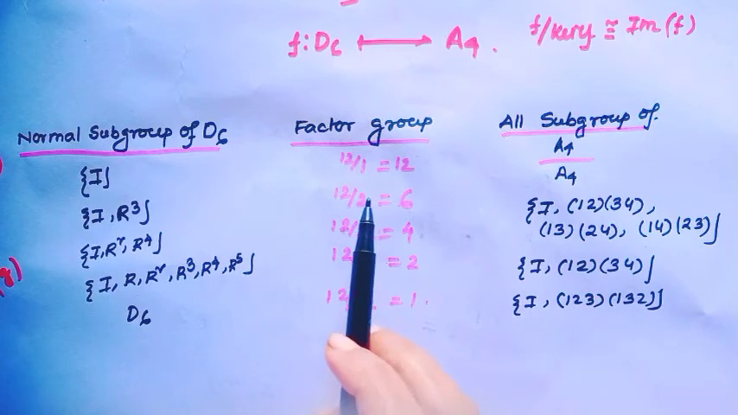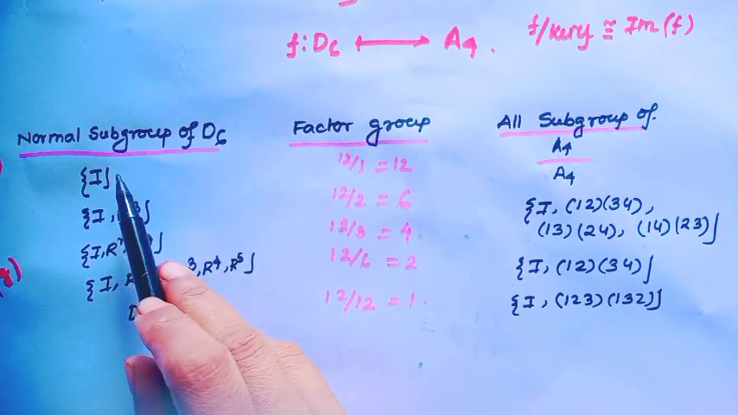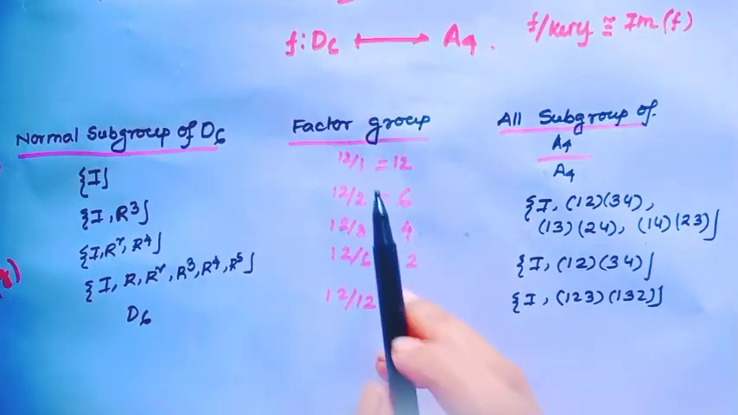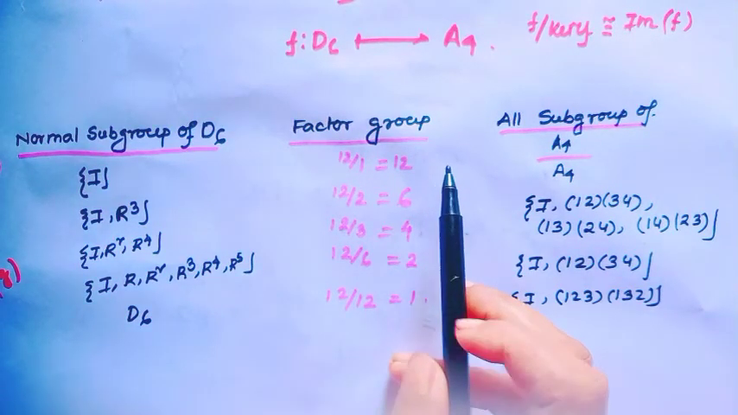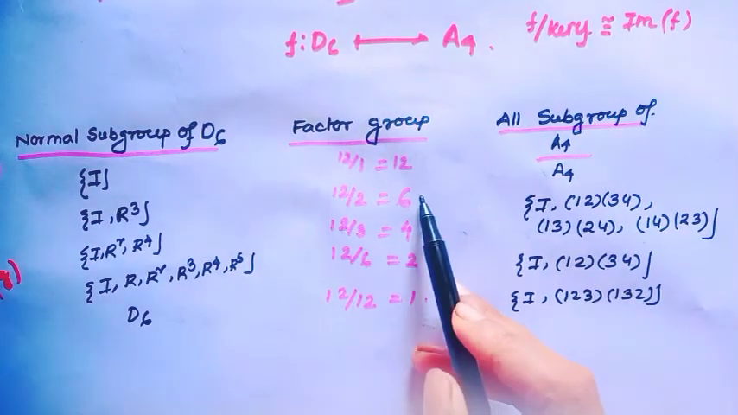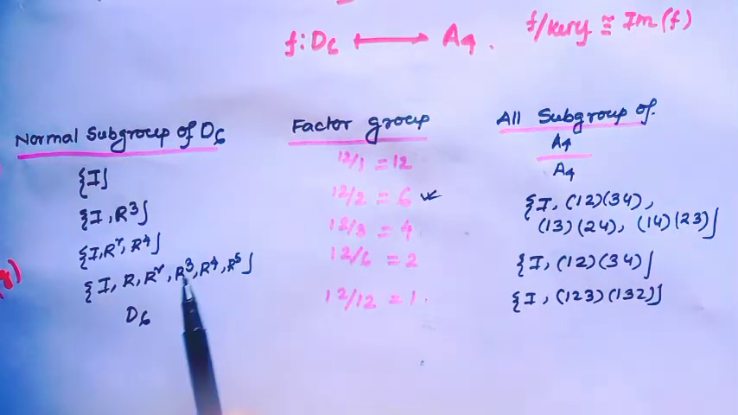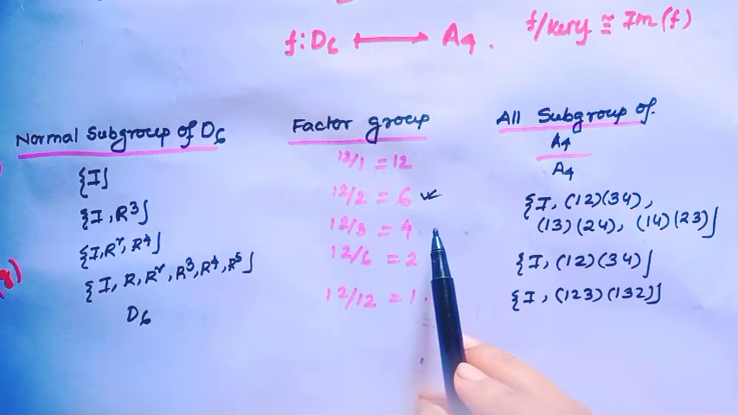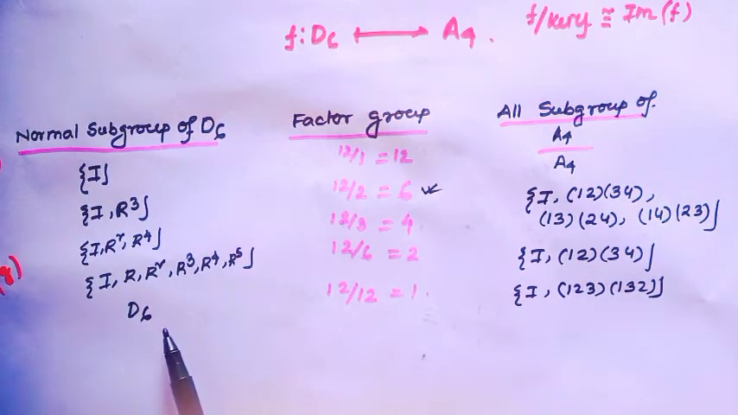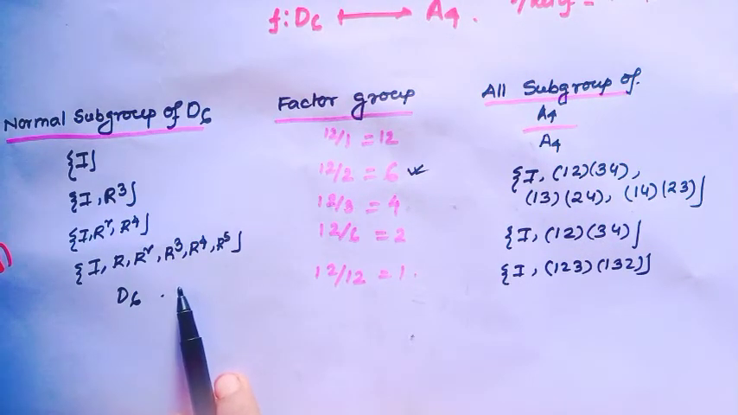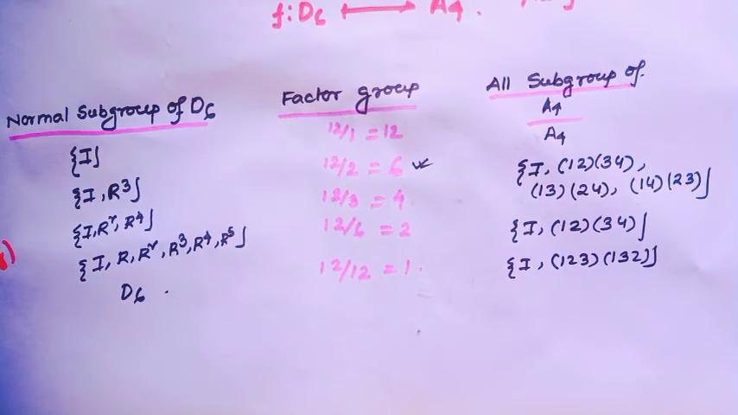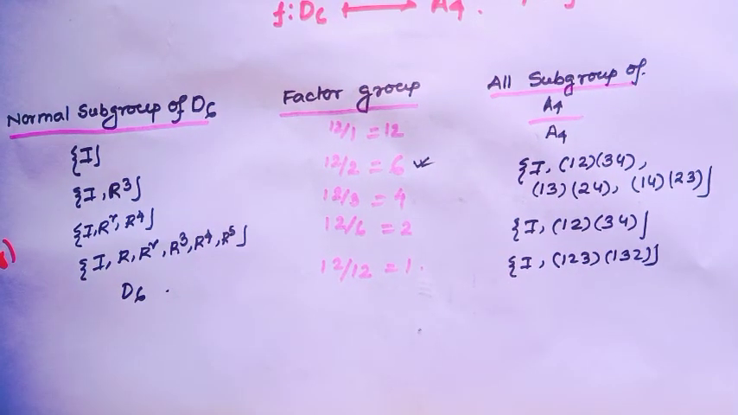Now let's see the factor groups. First, for the identity, the order is 1, so 12 modulo 1 equals 12. For the order 2 subgroup, 12 modulo 2 equals 6. Here 12 modulo 3 equals 4, and 12 modulo 6 equals 2, and for the whole D6, of order 12, 12 modulo 12 equals 1. Now let's verify which are homomorphisms.